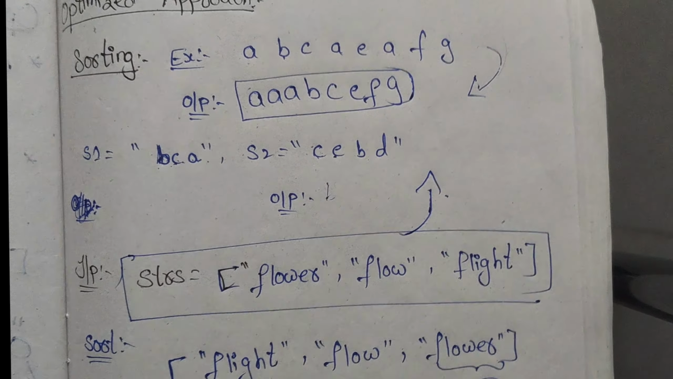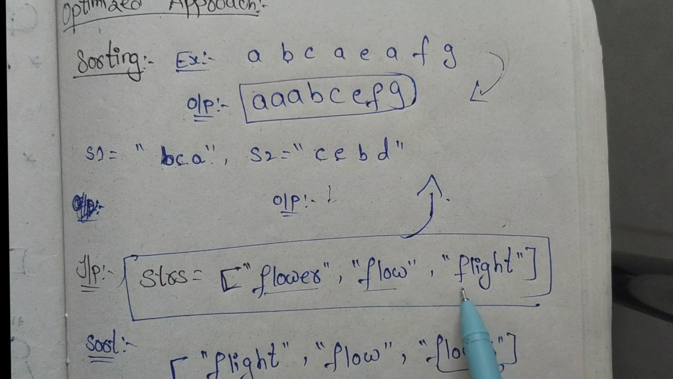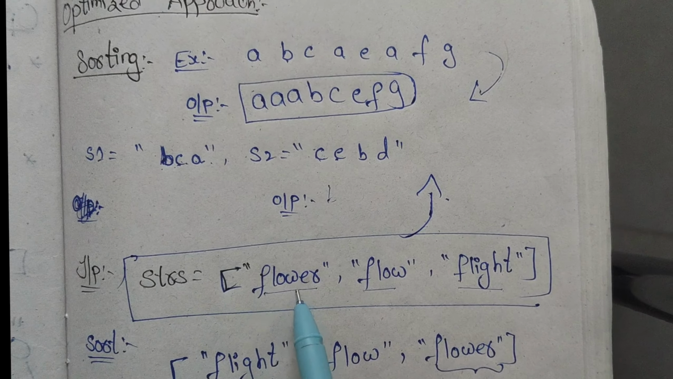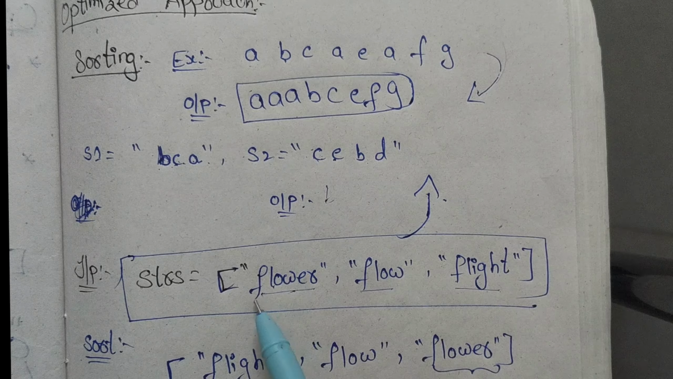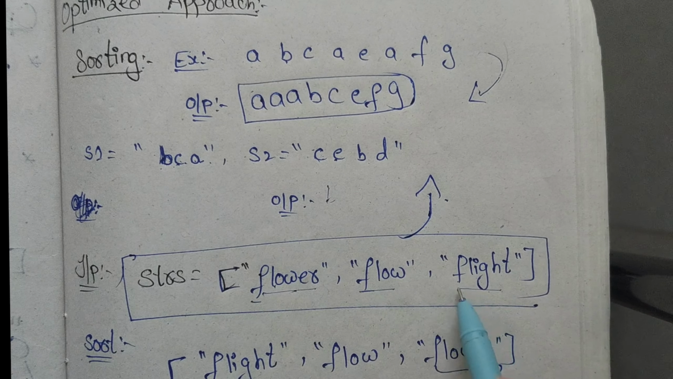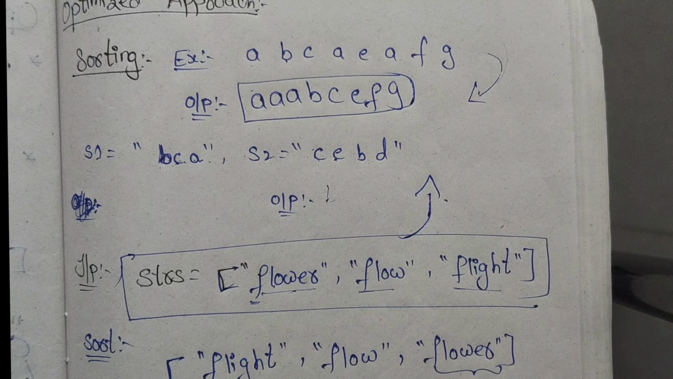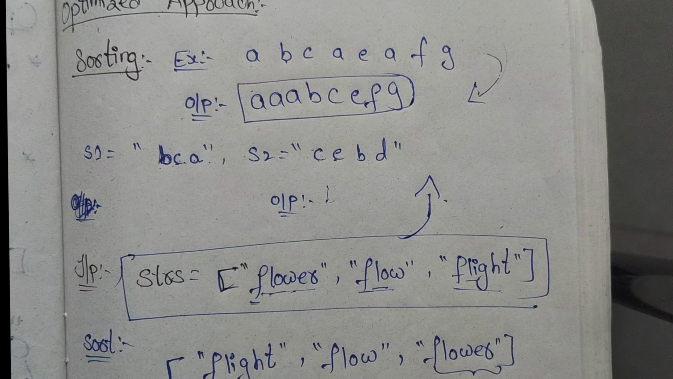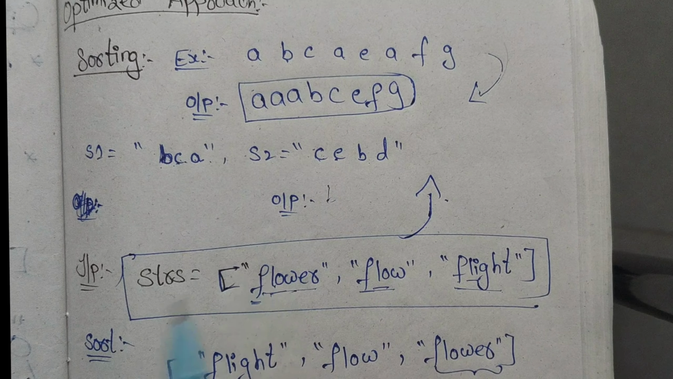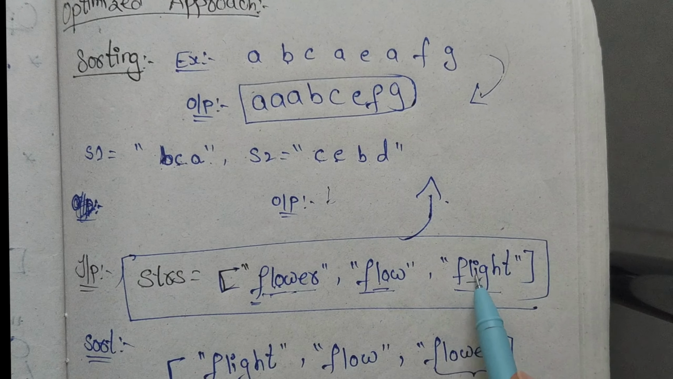Now let us consider the given input array. It contains three strings: flower, flow and flight, right? I want to sort this array first. If we sort this array, what happens? First it will check the first characters in all the strings. It will be F, right? The first character is F. No problem. The second character will be L, and in all the strings the second character is also L. So no problem. And the third character is O here, O here and I here.